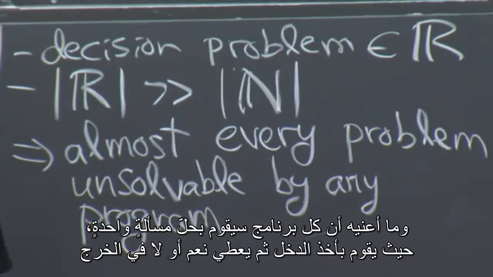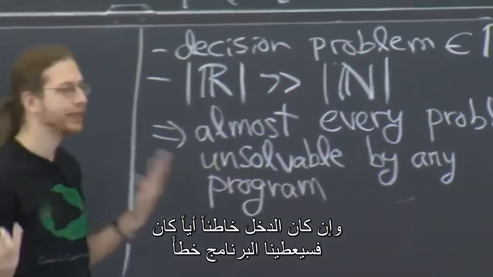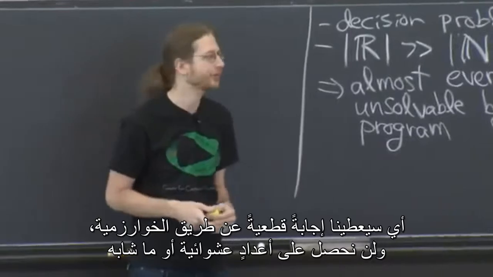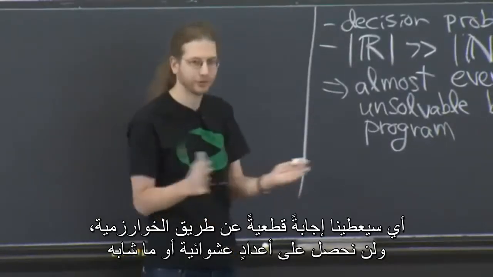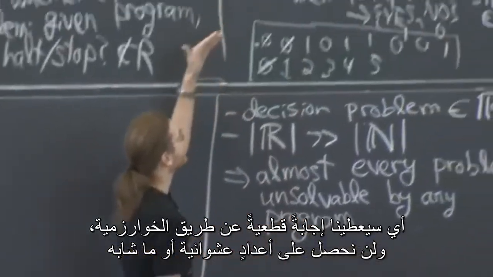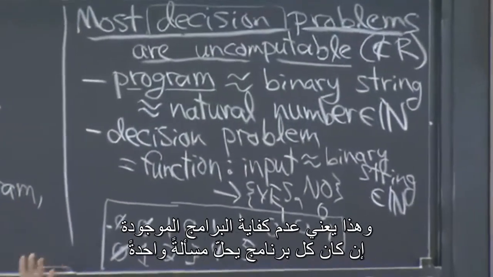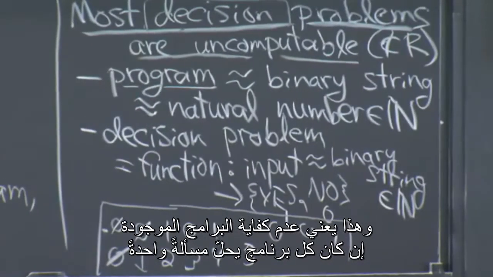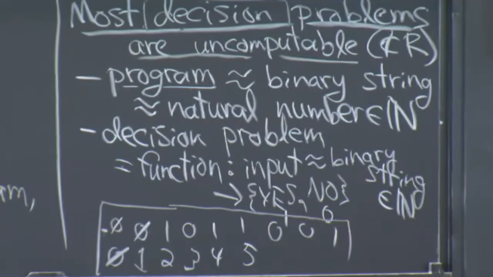I mean, the thing is, every program only solves one problem, right? It takes some input, and it's either going to output yes or no. And if it's wrong on any of the inputs, then it's wrong. So it's going to give an answer. Say it's a deterministic algorithm, no random numbers or things. Then there's just not enough programs to go around if each program only solves one problem. This is the end of the proof.